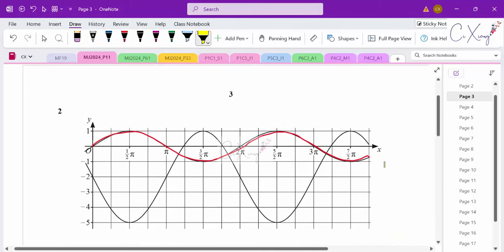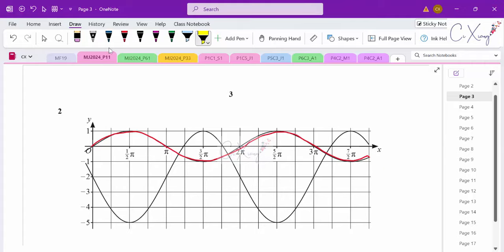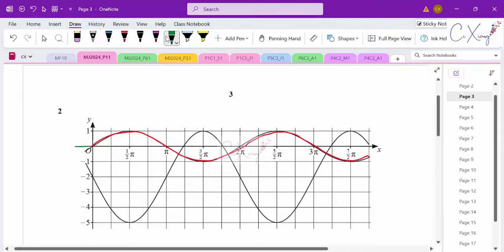Before we can do any comparison between the original graph and the final graph, it will be good to figure out where the center line of the original graph is and where the center line of the graph after transformation is. If I look at the original sine graph, you know that the center line is always at the x-axis, which is y equals 0.